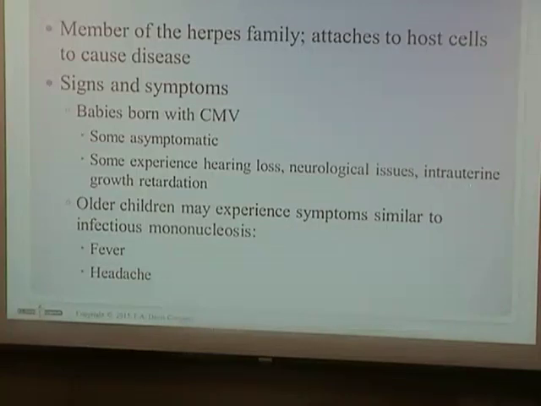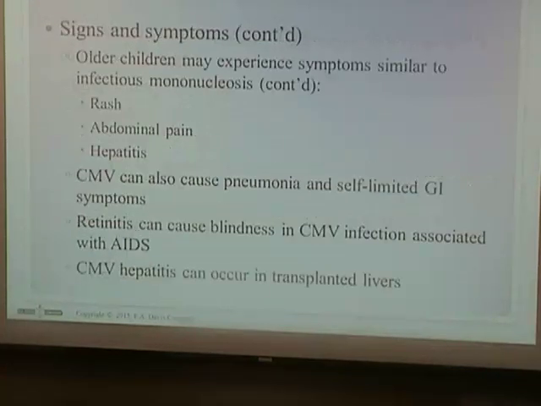Cytomegalovirus, another one of those that kills babies real well. So we want to keep them away. They're a member of the herpes family. It's another virus. Oftentimes they're asymptomatic, okay? But if a baby is born with it, if they get it in utero, they can be very, very sick. Older children just get the standard stuff, very much like mono: headache, fever, malaise. They can have a rash. All of these things are going to sound very, very similar. Okay.